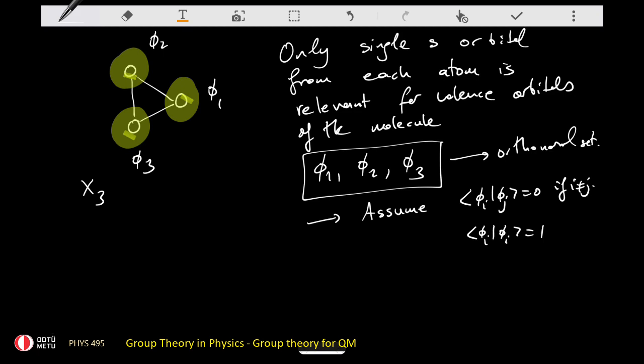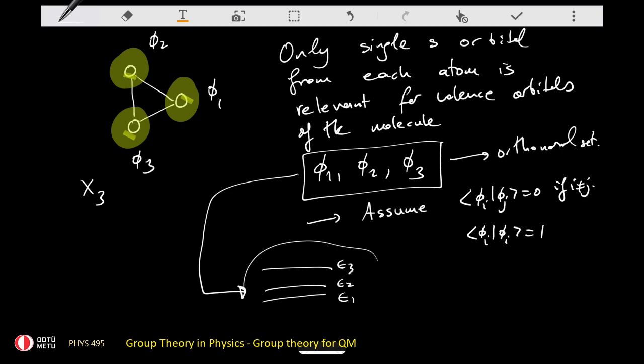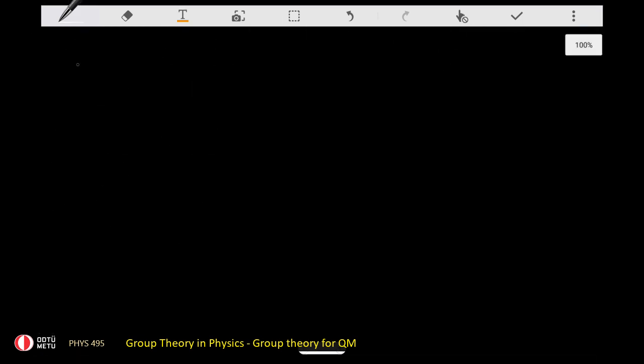What else? We would like to then compute the energy levels. Since we have three orbitals, we are going to find that there are three energy levels, and we would like to see what we can say about these. For this I'm going to construct a Hamiltonian, of course. There's this Hamiltonian in here, and that's going to be a 3 by 3 matrix.